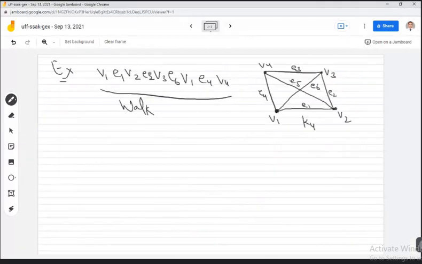In this example, we can see that vertex V1 appears two times. Got it? But it is a walk. If I write it this way, V1, E1, V2, E5, V4, E4, V1, E1, V2, it is not a walk because E1 appears two times. In this case, it is not a walk.